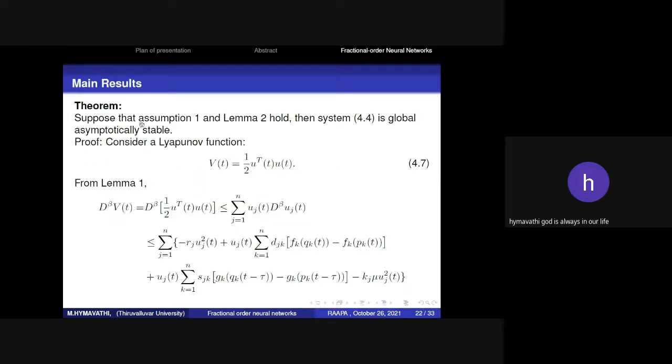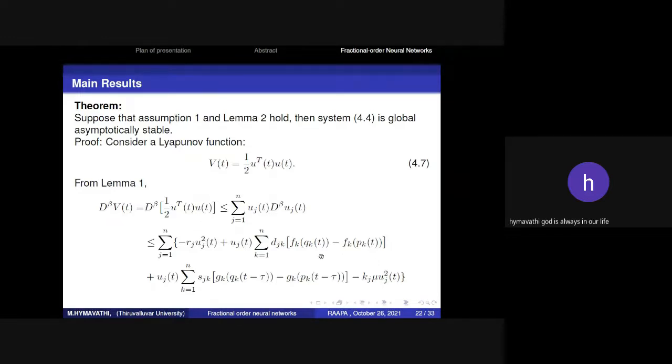The first theorem is: suppose that assumption 1 and lemma 2 hold, then system 4.4 is globally asymptotically stable. Let us consider the Lyapunov function V of t equals 1 by 2 u transpose of t u of t. By using lemma 1, if you want to apply the Caputo derivative to the Lyapunov function, then we get this.